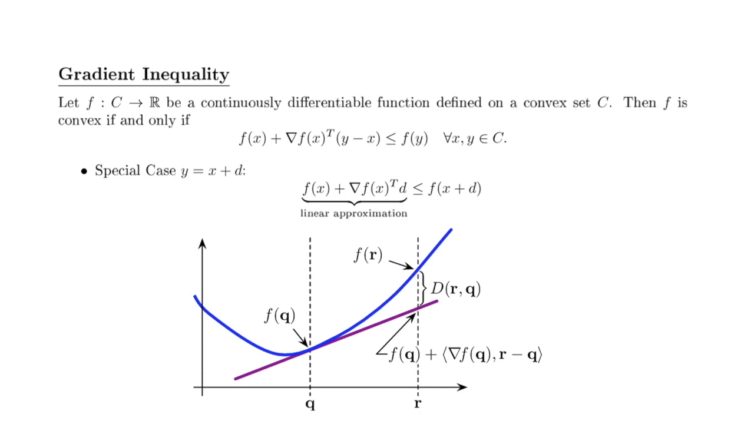The gradient inequality states that if f is a convex function and continuously differentiable, defined over a convex set C, then f of x plus the gradient of f at point x transpose multiplied by y minus x is smaller or equal to f of y. You can get the intuition for that by seeing that the left side of the inequality is the first order Taylor expansion of f of x. You can see that the geometric interpretation is as defined over here.